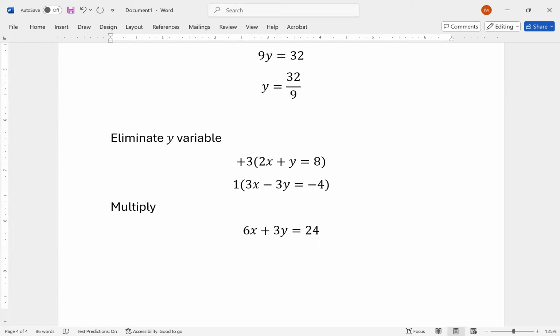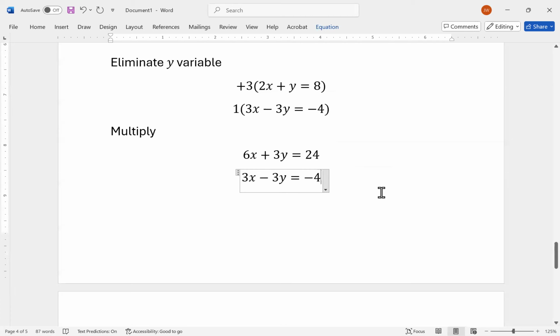When I do that, I get 6x plus 3y is equal to 24. And then I end up getting 3x minus 3y is equal to -4. Now, if I add these two equations together, what I'm going to get is 9x is equal to 20. Dividing both sides by 9 gives me x is equal to 20/9.